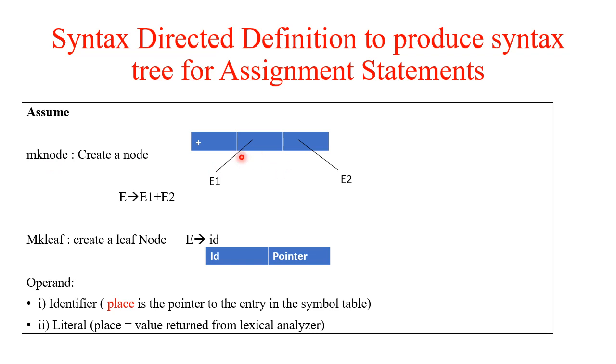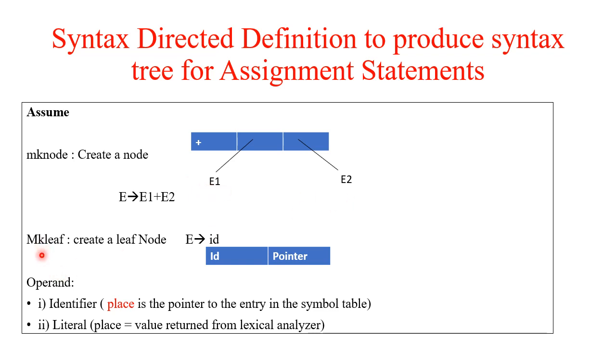MakeNode creates a node like this. This node has three parts. The first part holds the operator, and the second and third hold operands. Here E gives E1 plus E2. When we use this production, we have to create a node plus having two operands E1 and E2.